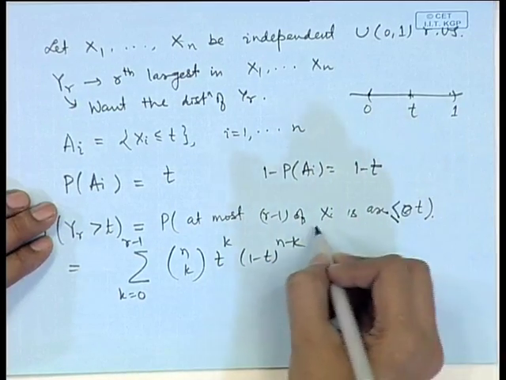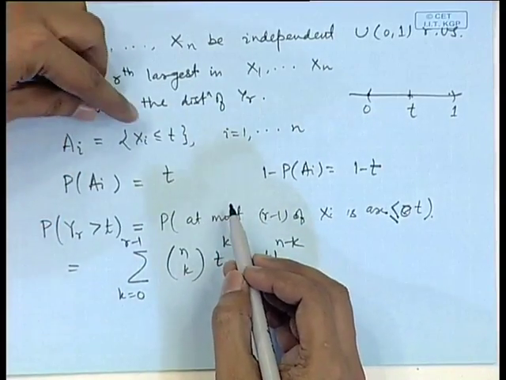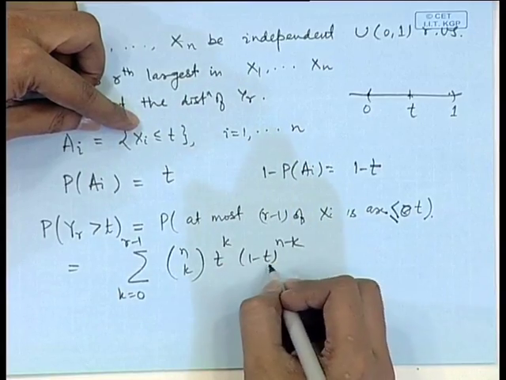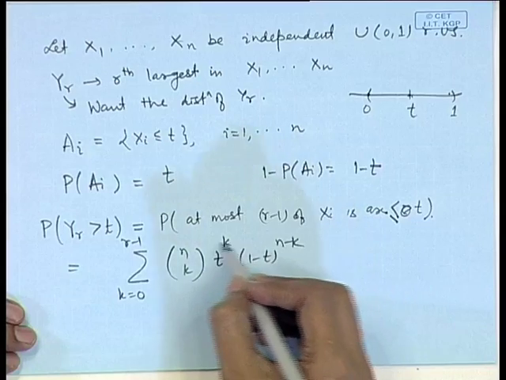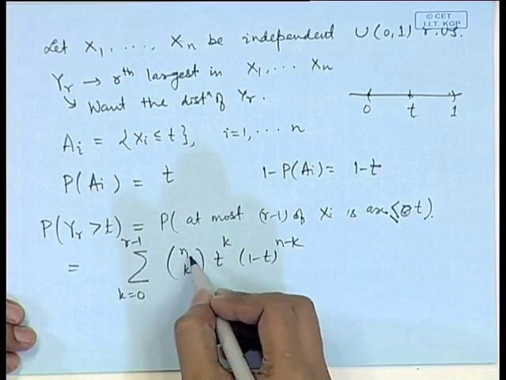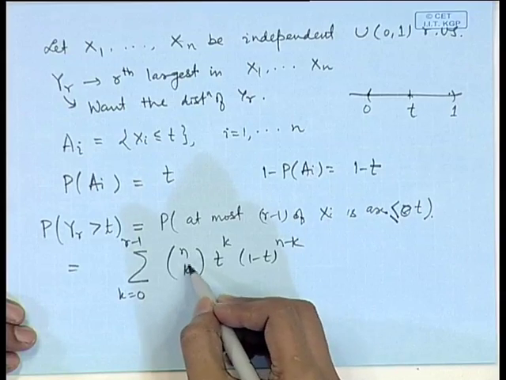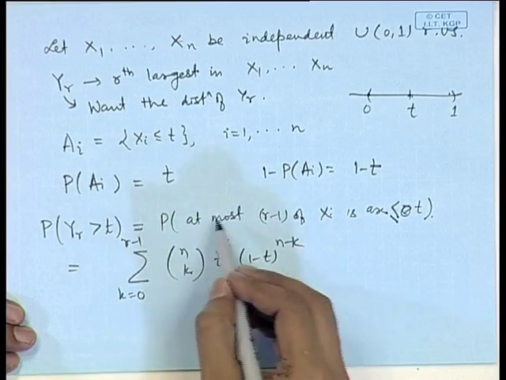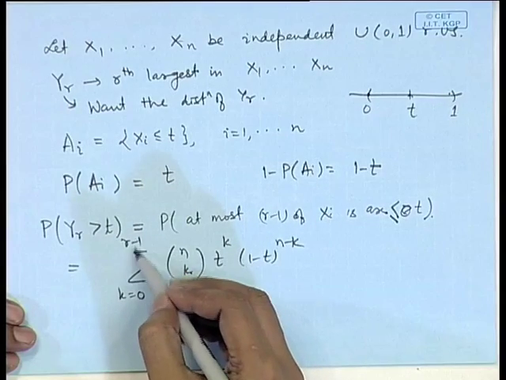So, now let us consider k of the x i's are less than or equal to t. Then for k of them there is a success, and for the remaining n minus k it is a failure. The success probability is t and the failure probability is 1 minus t. So, it becomes like a binomial distribution, out of n trials k successes. So, the probability of the k successes is n c k t to the power k, 1 minus t to the power n minus k, and here k may be from 0 to r minus 1.